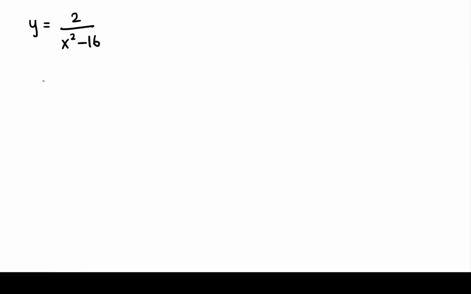Let's find the values where the denominator is 0. So let's set x squared minus 16 equal to 0. Let's add 16 to both sides. This would give us x squared equals 16. And then square root both sides. This would give us x equals plus or minus 4.